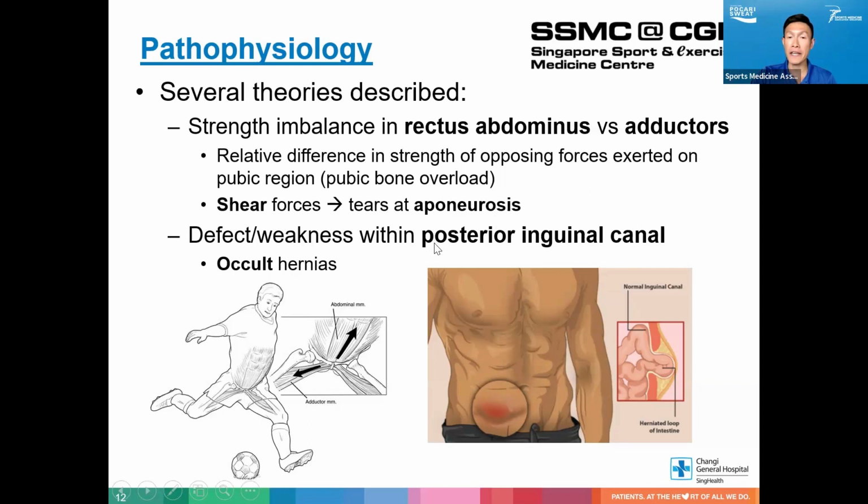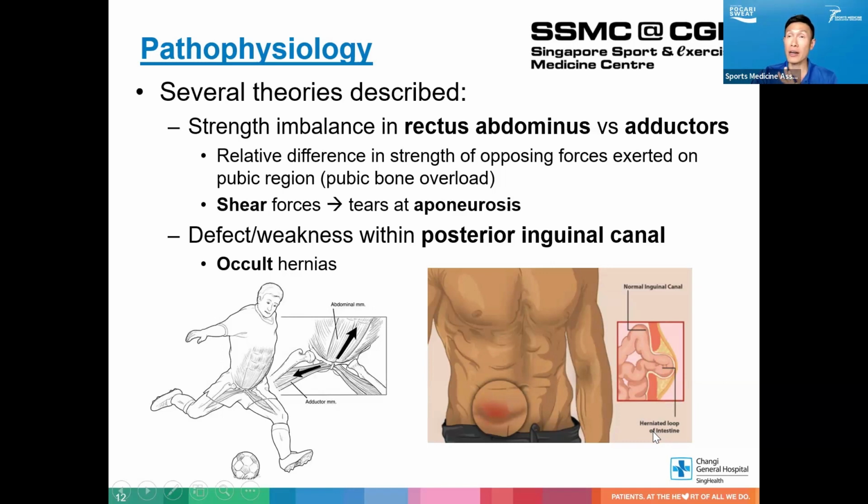Another theory is that there actually is an occult hernia. Occult hernia means it's not a very obvious hernia. It could be an early hernia, and that is contributed by a weakness or a defect in the posterior inguinal canal. Basically, in the lower abdomen where there is supposed to be regular musculature, sometimes there may be a gap or weakness in that, and the intestines actually press against it and come out. So you can see that this is what happens in a true hernia.